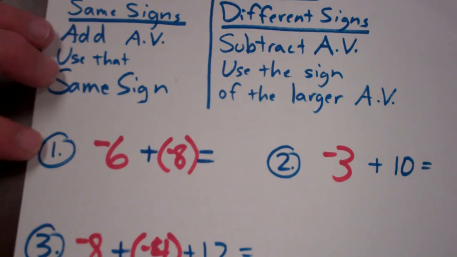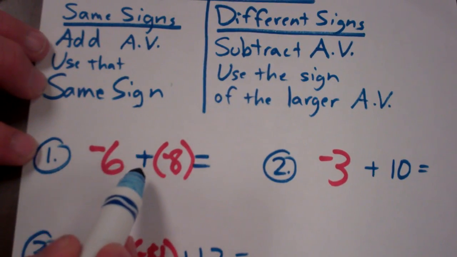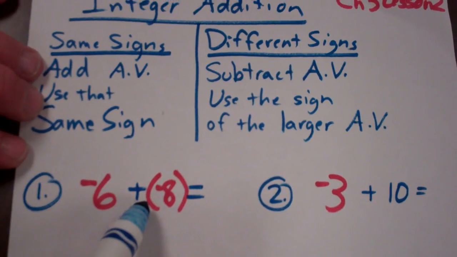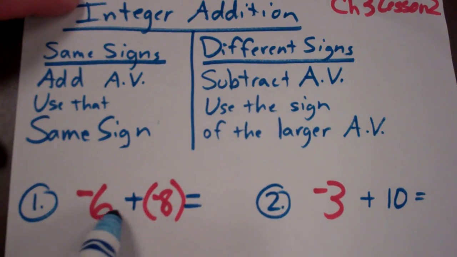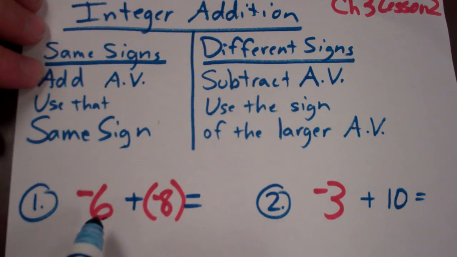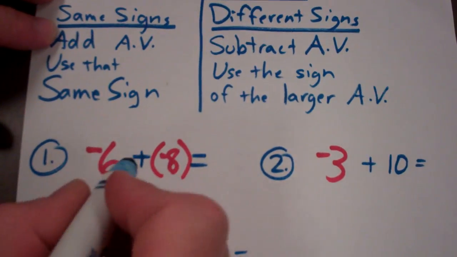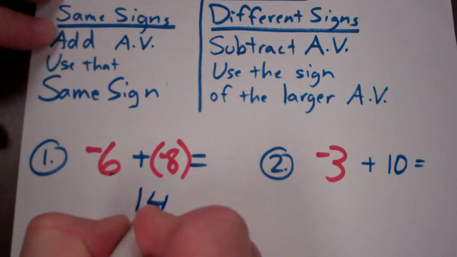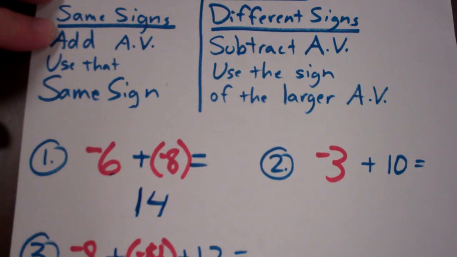First one, negative 6 plus negative 8. Well, once again, I focus on plus. That means we're in the addition rules, integer addition. They have the same sign. I have a negative and a negative. So if they have the same sign, they're working together. Add the absolute values. The absolute value of negative 6 is 6. The absolute value of negative 8 is 8. Add them together and you're going to get 14. And then use that same sign. A negative plus a negative is still going to be a negative.